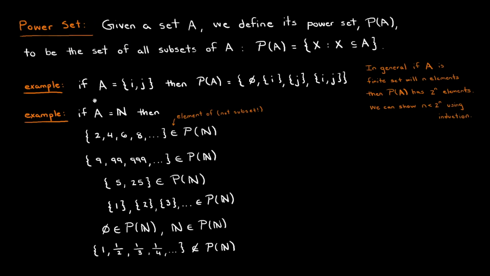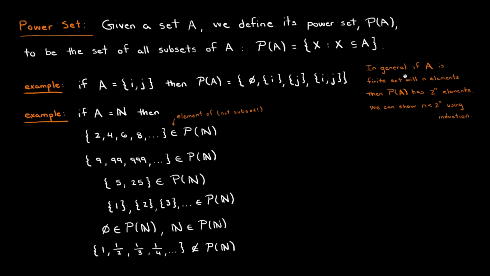So as an example, if A happens to be the set with two elements, just I and J, then the power set of A is going to be all subsets of I and J. So we're going to have the singleton I, we're going to have the singleton J, we're going to have the set A itself, and then the empty set is a subset of all sets, so that's also here.